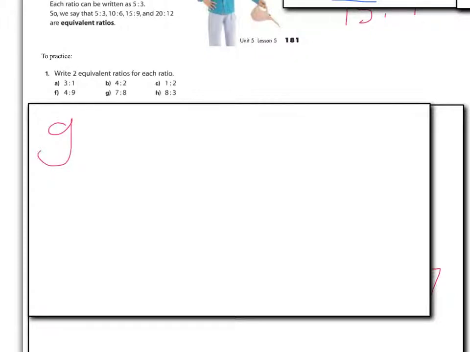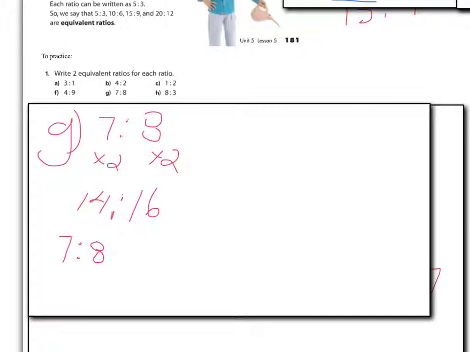And lastly, let's take a look at G and H, 7 to 8. I'm going to multiply by 2 for both. 7 times 2 is 14. 8 times 2 is 16, so 14 to 16. 7 to 8. This time I'm going to multiply by 4 for each. 7 times 4 is 28. Sorry, my colons are hard to do with the iPad pen. 8 times 4 is 32. Would be equivalent.